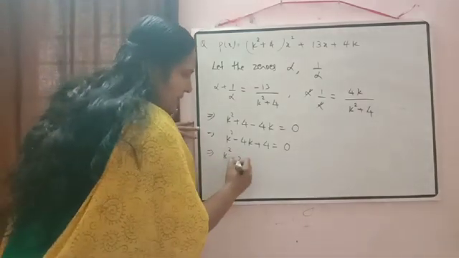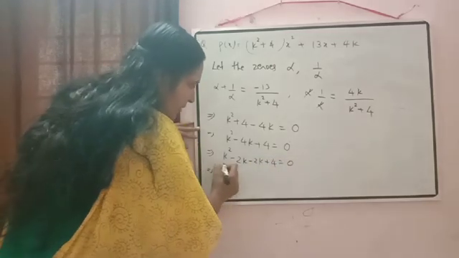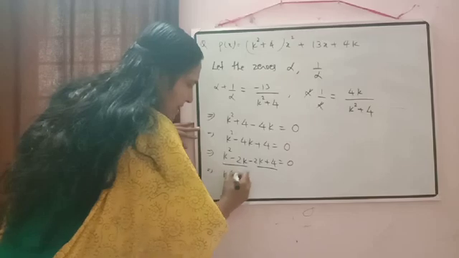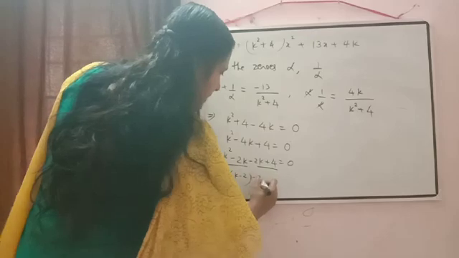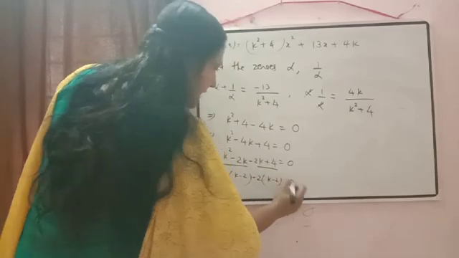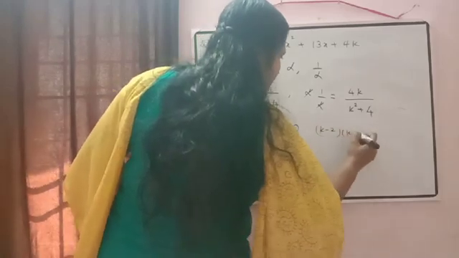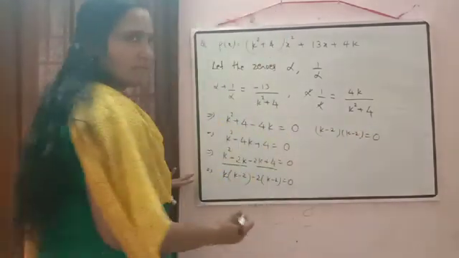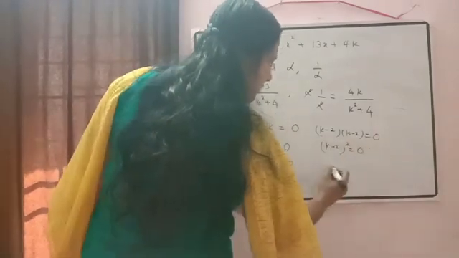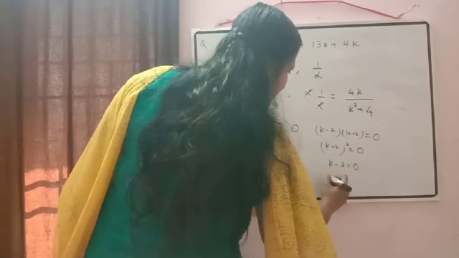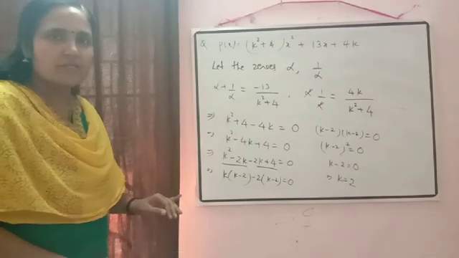k square minus 2k minus 2k plus 4 is equal to 0. Common factor in these two terms, k taken outside. Inside the bracket, k minus 2. Here in these two terms, minus 2. So again inside the bracket we will get k minus 2. So k minus 2 only is coming. k minus 2 into k minus 2 is equal to 0, which means k minus 2 the whole square is equal to 0. So we will get k minus 2 is equal to 0, which implies k is equal to 2. So I hope this question is clear.